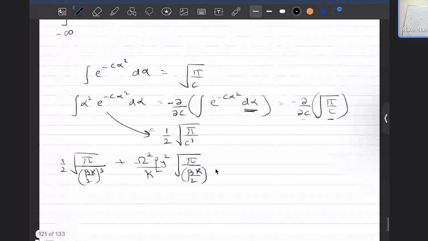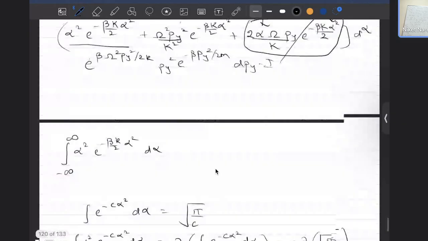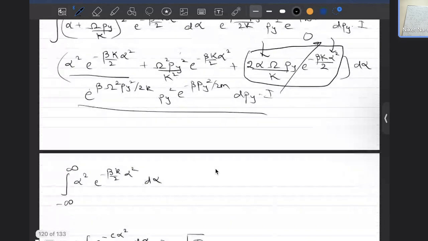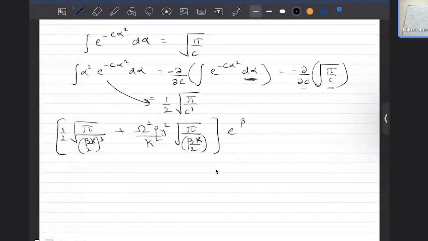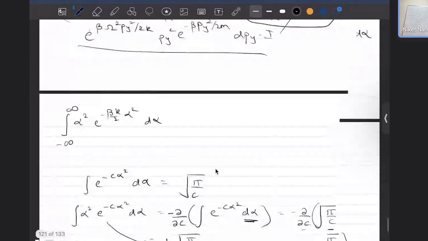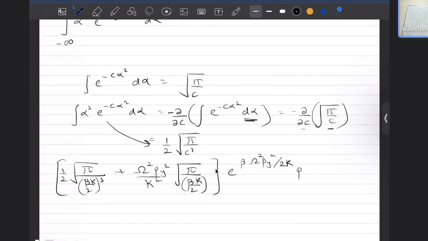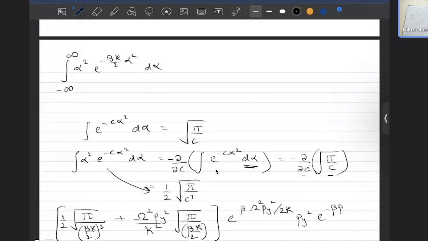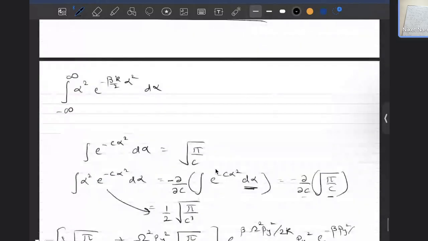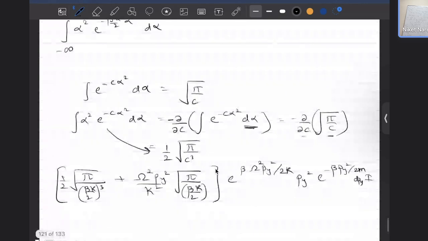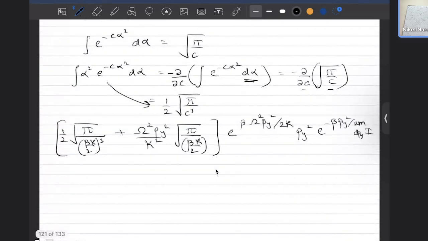So now the integrations have been performed. I have these two terms, and I have to write down this entire thing: e raised to power beta omega square py square by 2 kappa, into e raised to power minus beta py square by 2m, into dpy and into I. This is the remaining term.